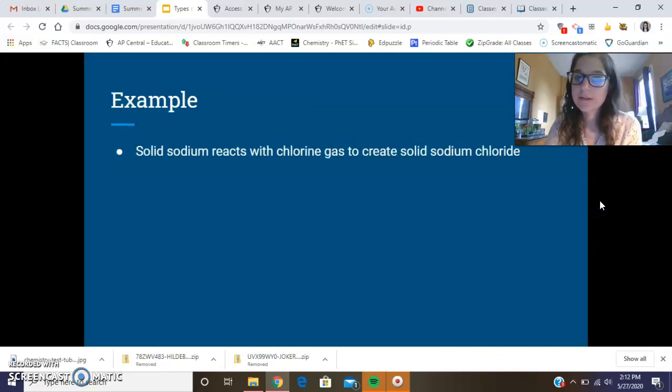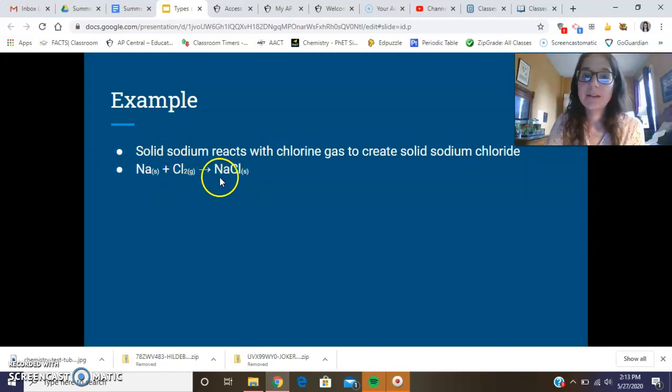So if we have solid sodium reacting with chlorine gas to create solid sodium chloride, if we write out that word equation, it will be Na solid plus Cl2 gas yielding NaCl solid. So it tells you the states of matter, and Cl2 is a diatomic element, so chlorine gas exists as Cl2, not as Cl. And then the next thing we have to do is consider, is this equation balanced?